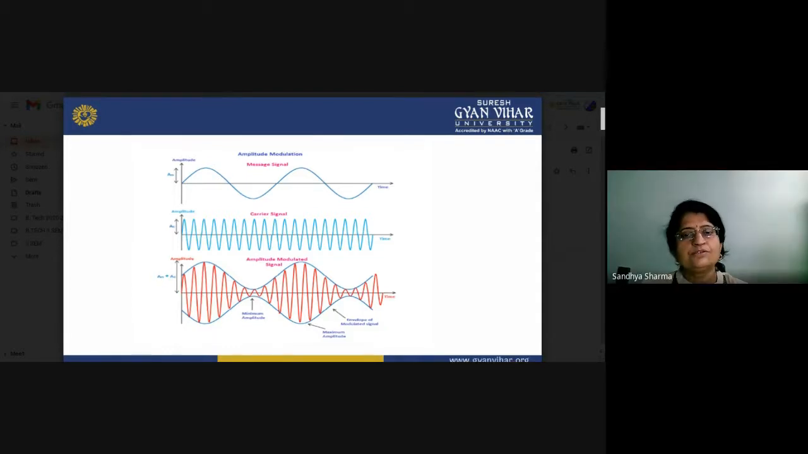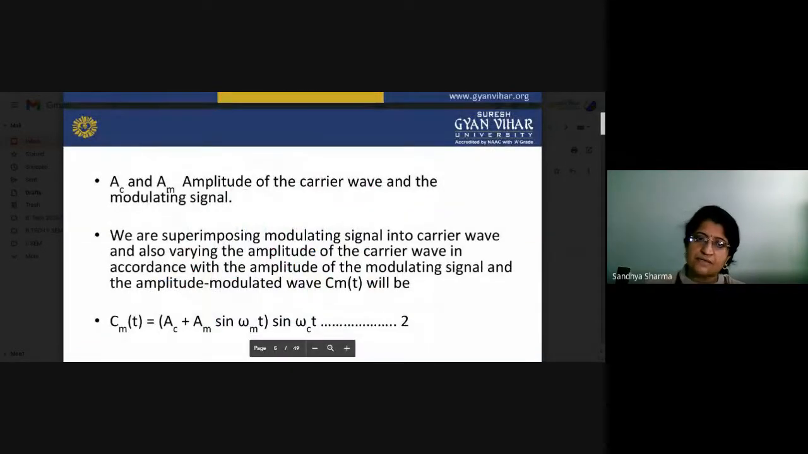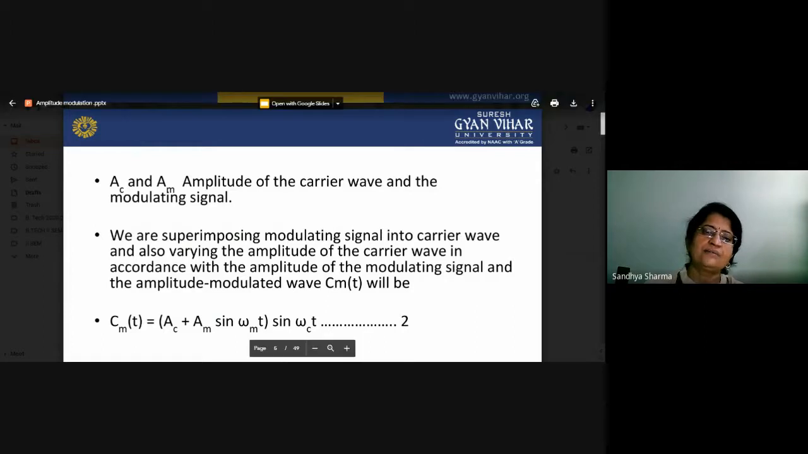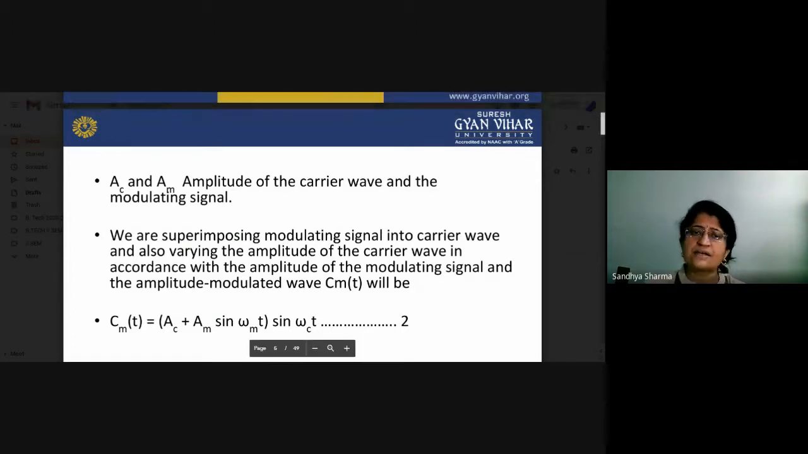We will see here Ac and Am. Ac is the maximum amplitude of our carrier signal, and Am is the maximum amplitude of our message or modulating signal. When we superimpose our signal onto the carrier, the resulting equation will be (Ac + Am sin ωmt) sin ωct. This is the final amplitude modulated signal equation.